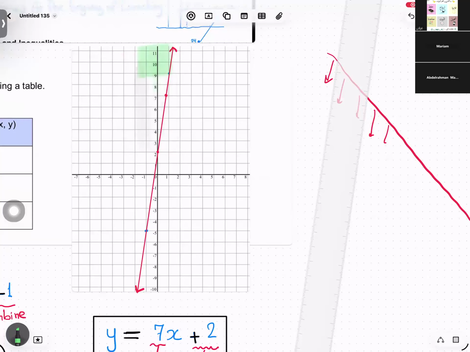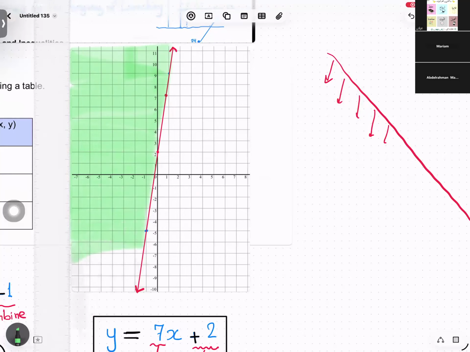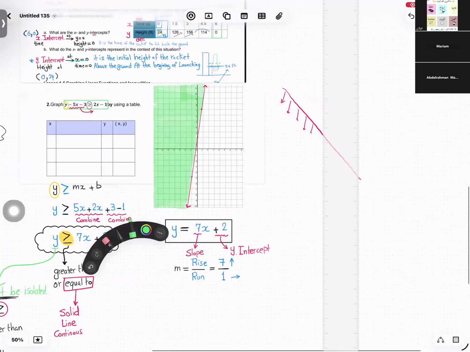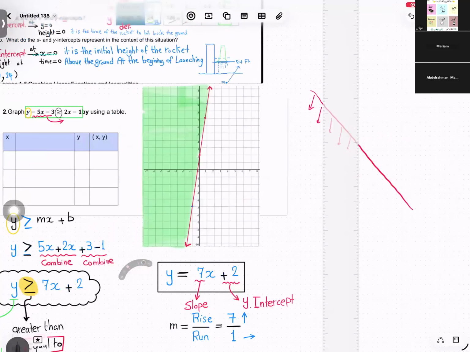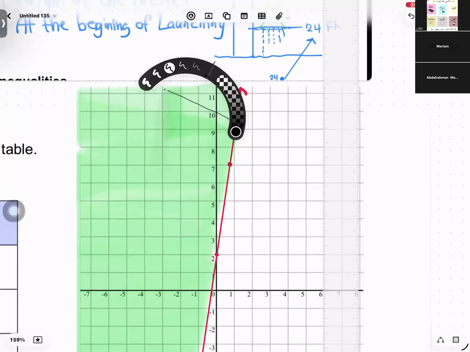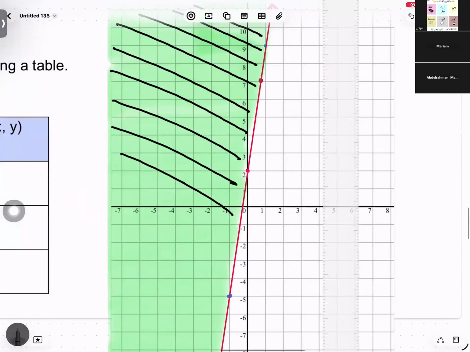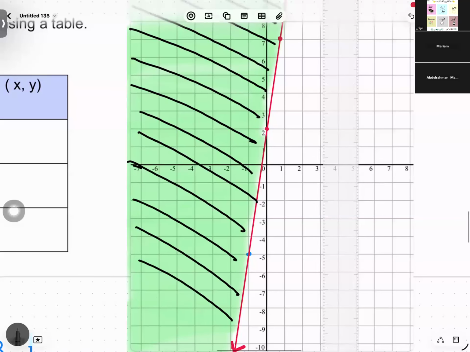In your exam you don't have to bring a coloring kit and color. We will just make stripes like this, and so on all the way down.